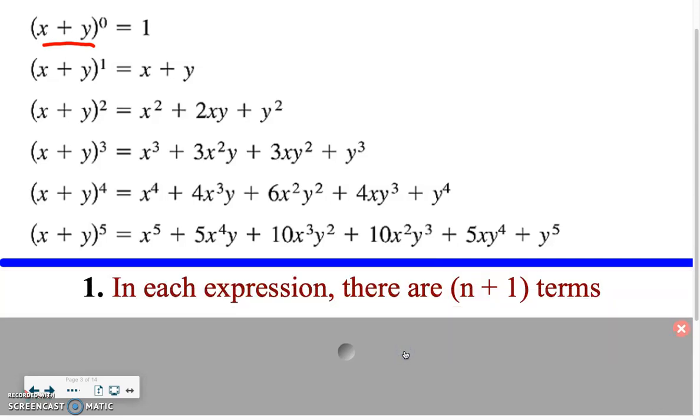First thing we want to notice is that in each expression there are n plus 1 terms. Now let's not overcomplicate things. n just represents the exponent. So all day long throughout section 9.5, we're going to see a lot of formulas and things like that. n always represents your exponent. So in this first line, we know that n is 0. That second line, we have n is 1. Here, n is 2. Here, n is 3. Here, n is 4. And finally, n is 5. Again, just looking at the exponents.